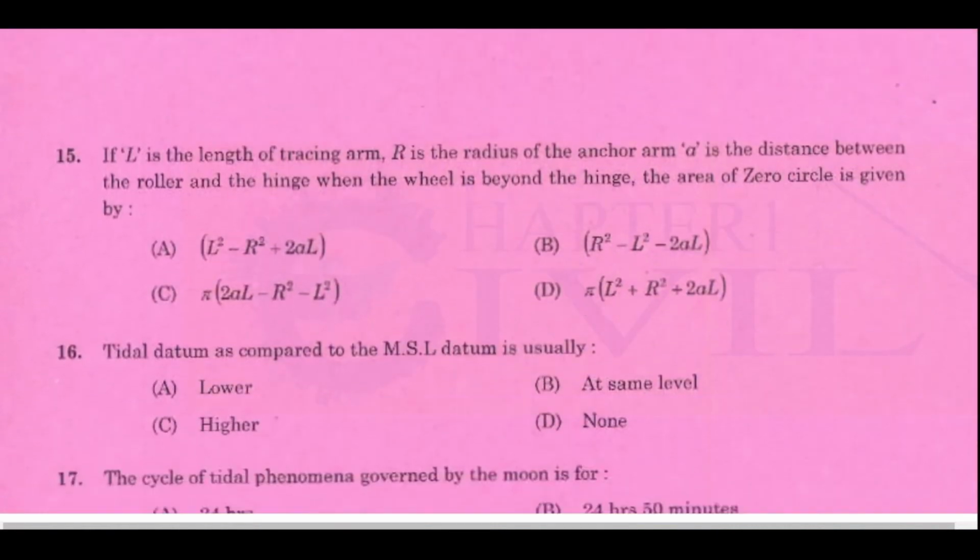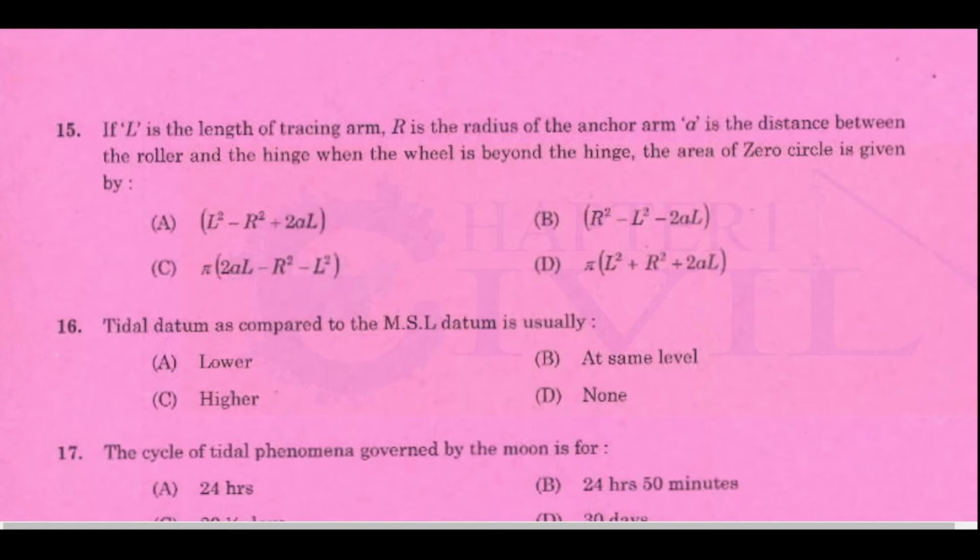Question number 15. If L is the length of tracing arm, R is the radius of the anchor arm, A is the distance between the roller and the hinge, when the wheel is beyond the hinge, the area of zero circle is given by L square minus R square plus 2AL, R square minus L square minus 2AL, pi into 2AL minus R square minus L square, pi into L square plus R square plus 2AL.